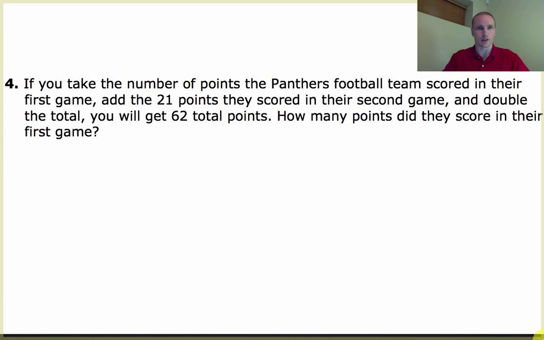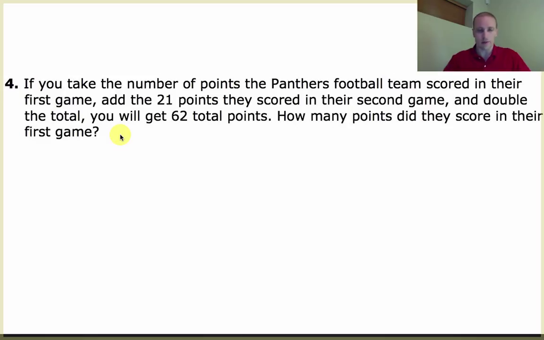And now moving on to the last part here, number 4. This is a word problem, so let's read through this together. It says, if you take the number of points the Panthers football team scored in their first game, add the 21 points they scored in their second game, and double the total, you will get 62 points. The question is, how many points did they score in their first game?